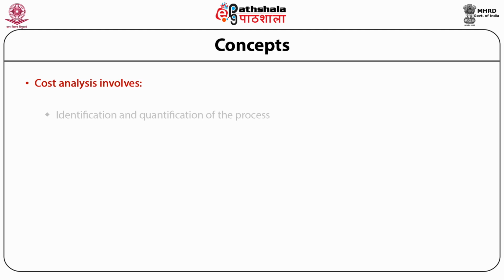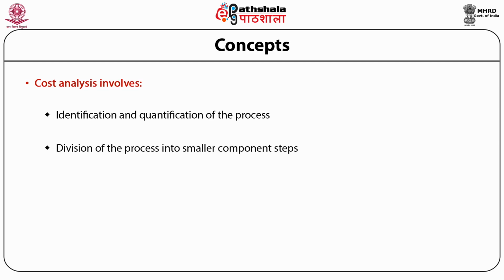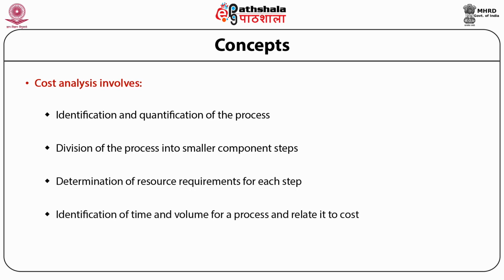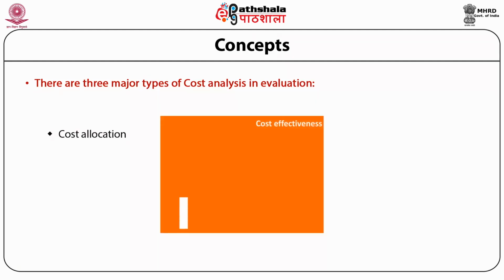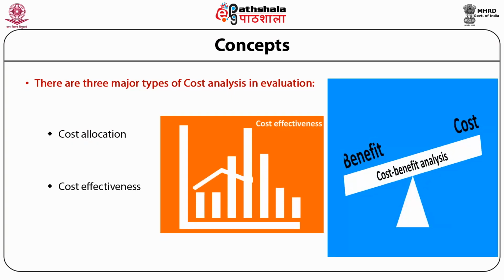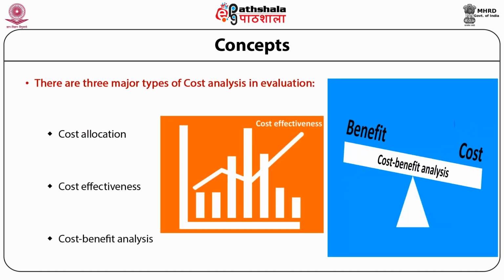Cost analysis involves identification and quantification of the processes, division of the processes into smaller component steps, determination of resource requirements for each step, and identification of time and volume for a process related to cost, cost analysis and alternatives. So these are some of the cost analysis sub-steps. There are three major types of cost analysis in evaluation. The first is cost allocation, the second is cost effectiveness, and the third is cost benefit analysis.